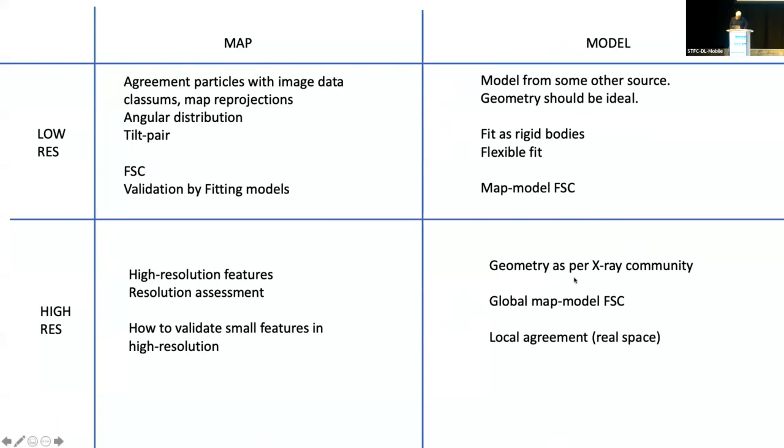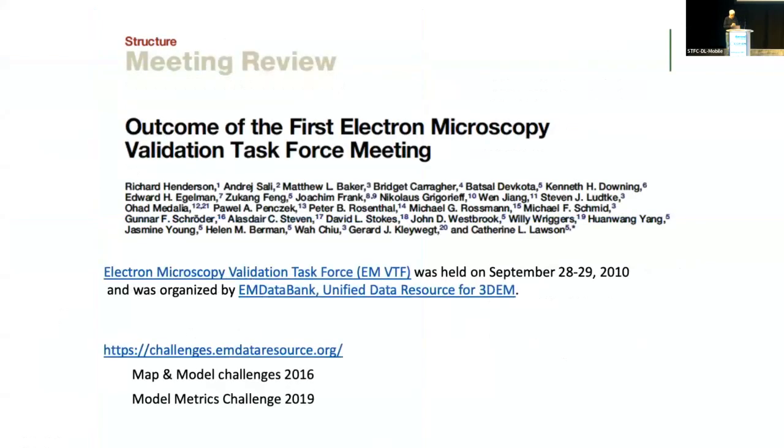And on the model side, I think we still take the guidance for the geometry of models from the X-ray community. There is the global map-model FSC, but perhaps even more important is the local agreement between parts of your model and the map. So anyway, this framework works for some things, but not for others.